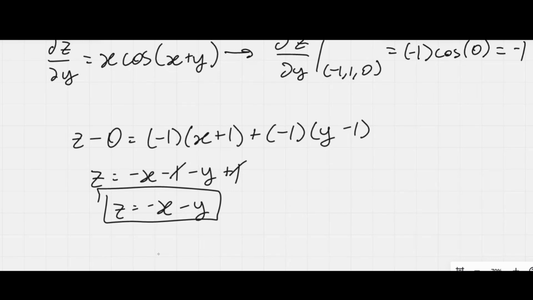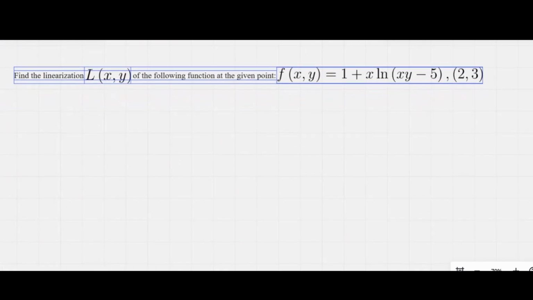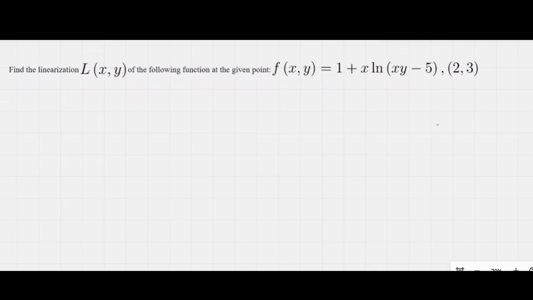Alright, let's take a look now at the idea of linearization and linear approximations. This question is asking us to find the linearization L(x, y) of the following function at the given point. The function being f(x, y) equals 1 plus x ln(xy minus 5), and the point being (2, 3). Okay, so let's break this down step by step.